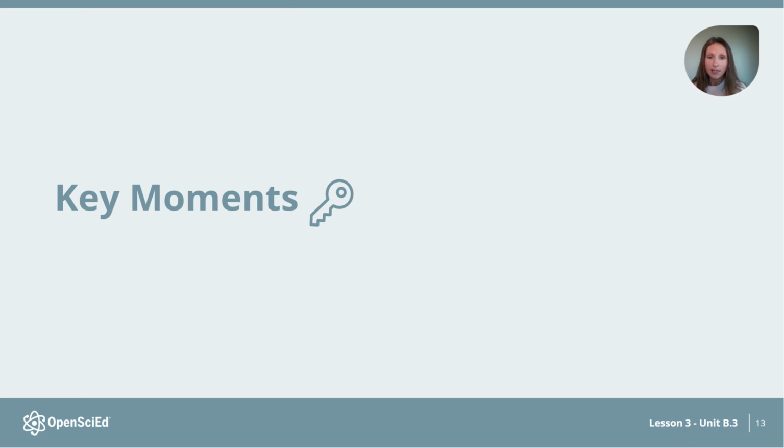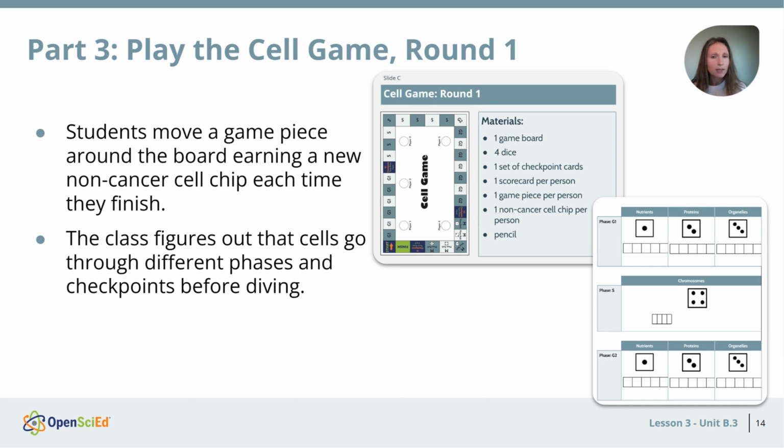Let's take a moment to dig into a few key moments in Lesson 3. The first key moment in Lesson 3 is playing the cell game. Students play the cell game in groups. Each student has a game piece that they move around the board and 1 non-cancer cell at the beginning. The game is actually quite simple to play.